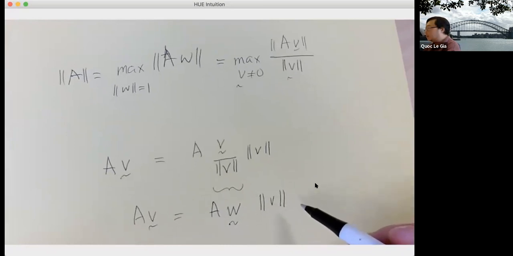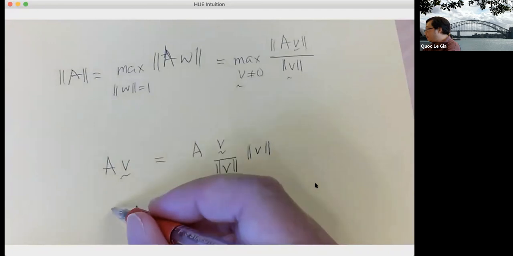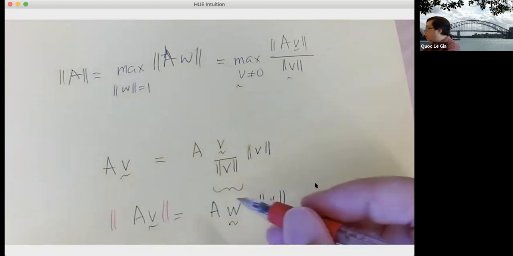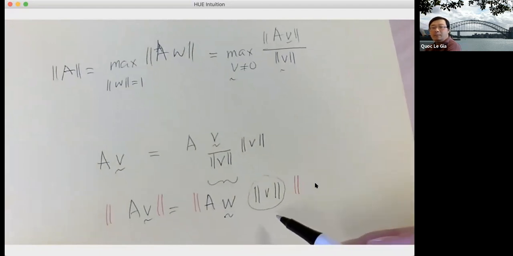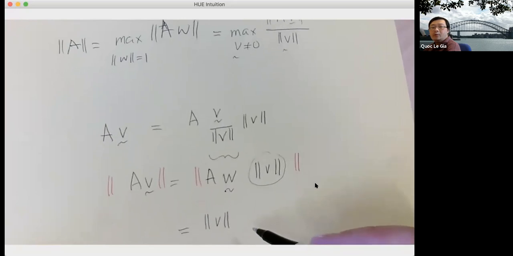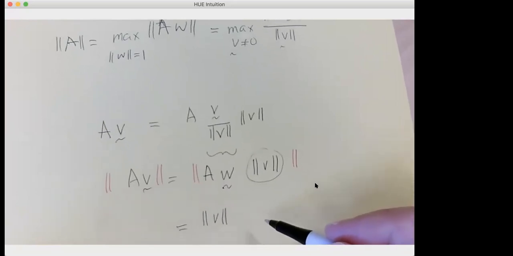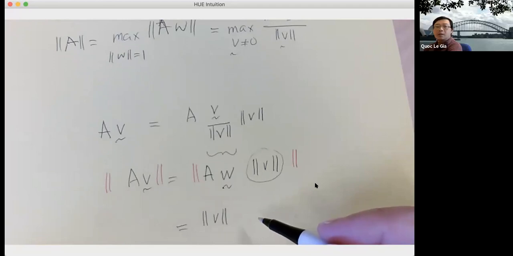And now what happens if I take the norm of the left and the right hand side? Then I get something like this. And remember, this one is just a scalar. If you remember the property of the norm of a vector, the scalar can be pulled outside the norm. So the norm of V is pulled outside. And then this one is the norm of AW.